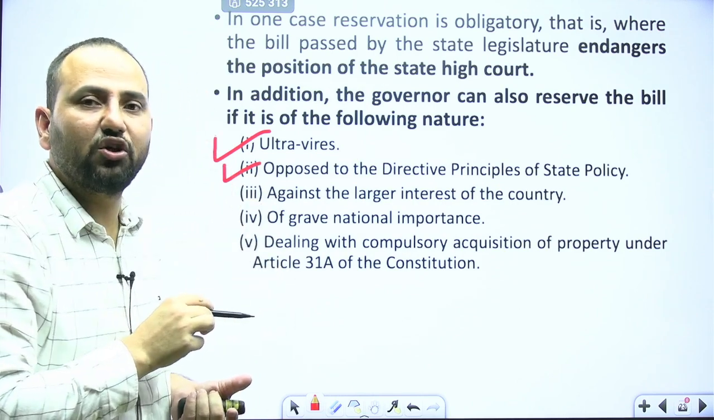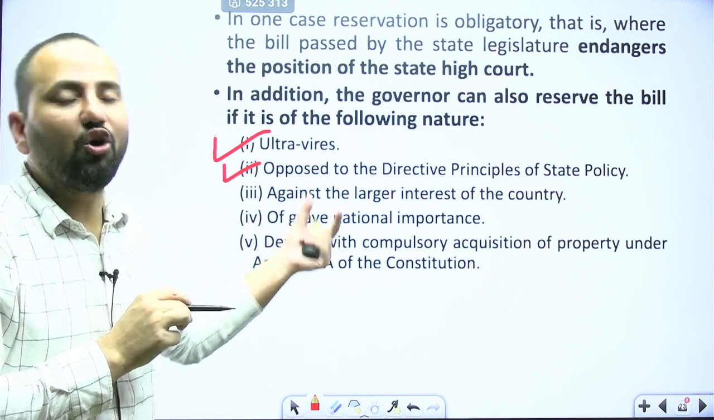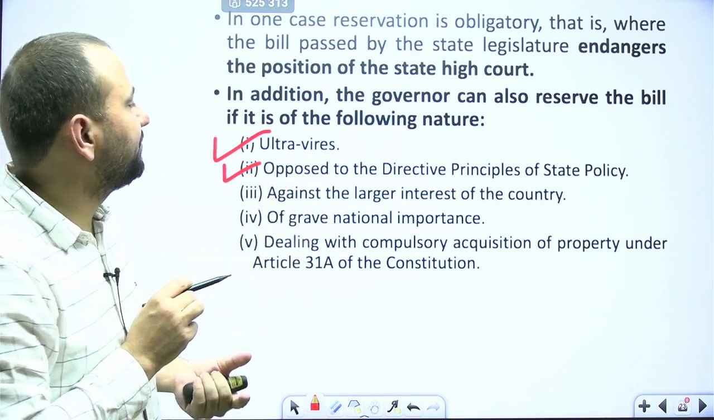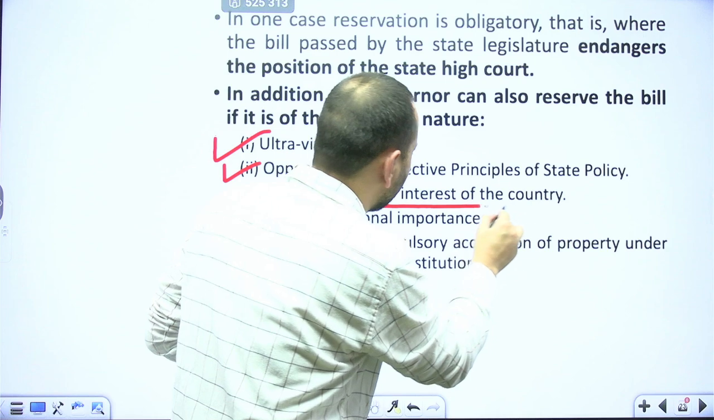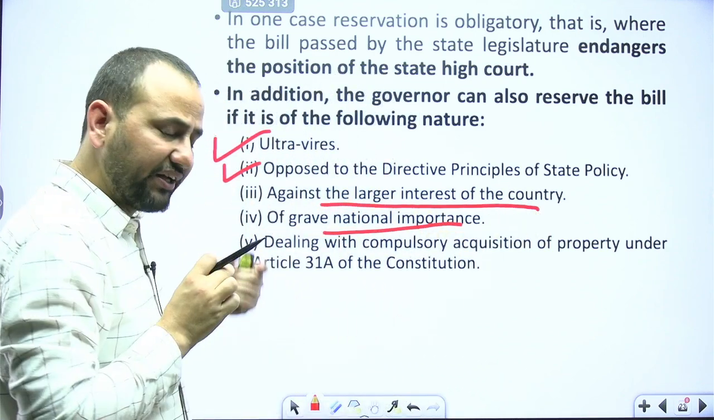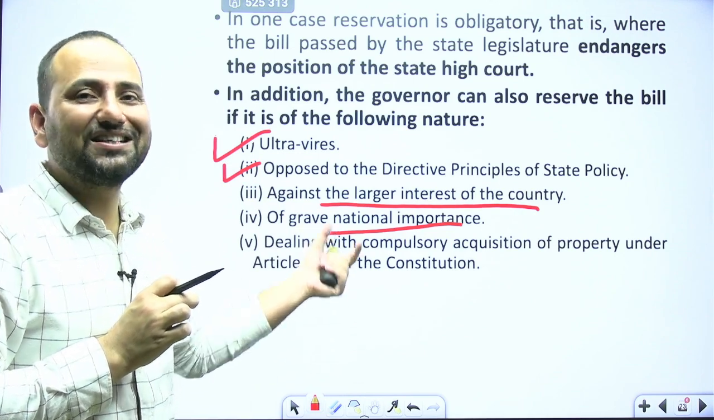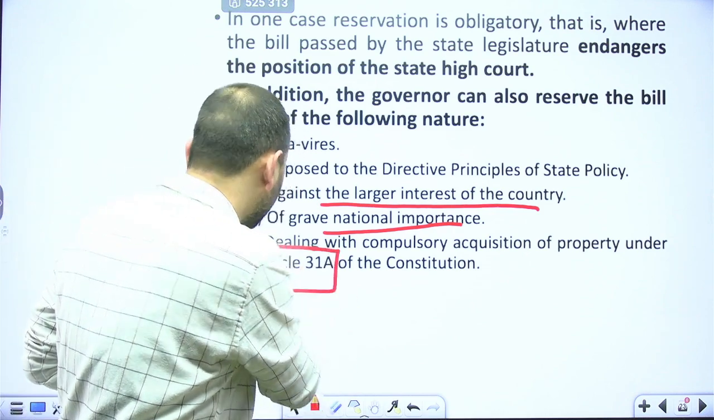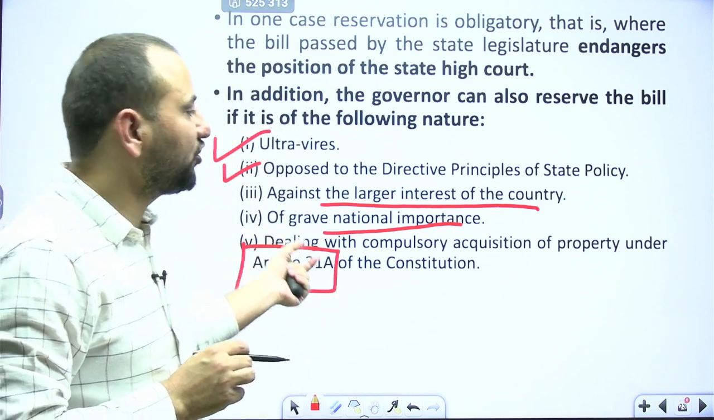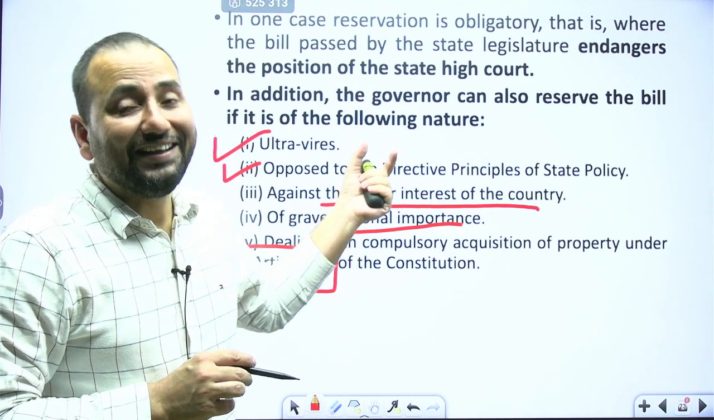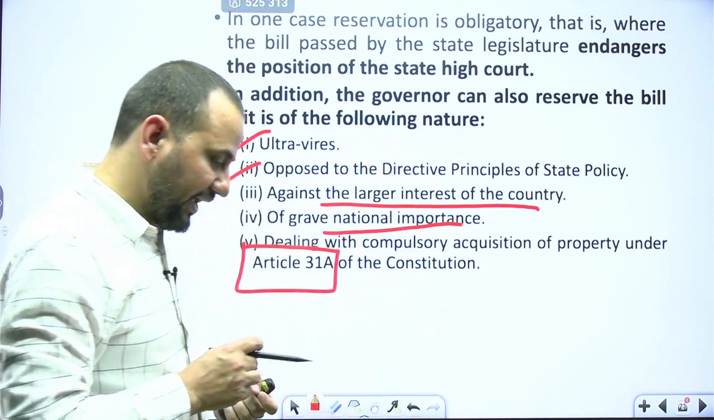If you move forward into this concept, then any bill which is opposed to the structure of the DPSPs should also be reserved for the office of the president. Similarly, any bill against the larger interest of the country, or with reference to national importance, or with reference to Article 31A, that is, acquisition of property, should also be reserved for the assent of the president.